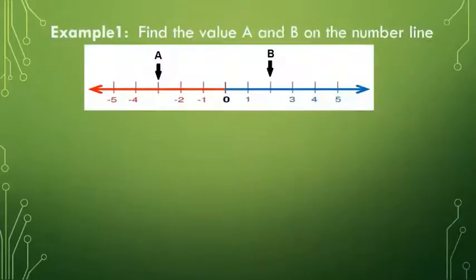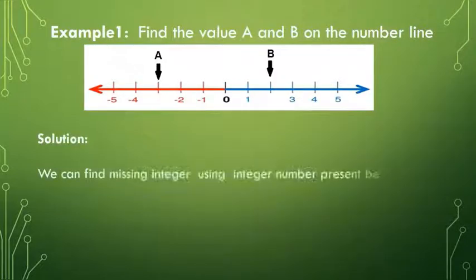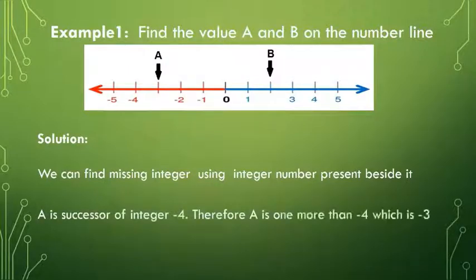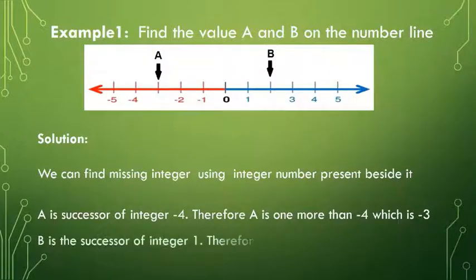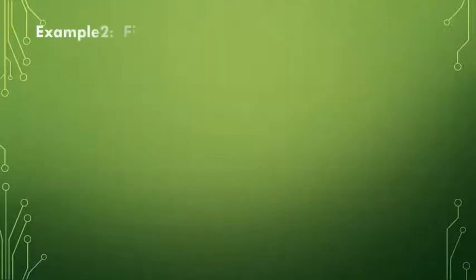Our first example is to find the value of a and b on the number line. Our solution will be that we can find the missing integer using the integer number present beside it. A is the successor of integer -4. Therefore, a is one more than -4, which is -3. B is the successor of integer 1. Therefore, b is one more than 1, which is 2.